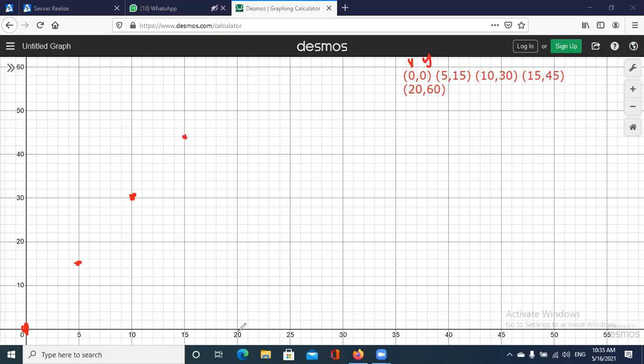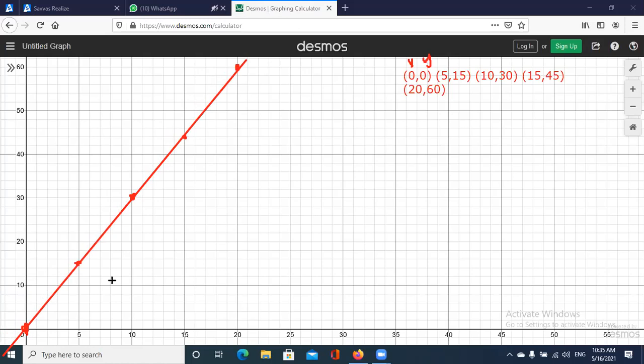So this is 20 for the x coordinate. I will go up to the 60. So my next point will be here. Is there any problem with how to graph the ordered pairs, guys? No, thank you. Now, after that, what you will do is join your points with a straight line like this. And that's it. We've done it. We graphed.